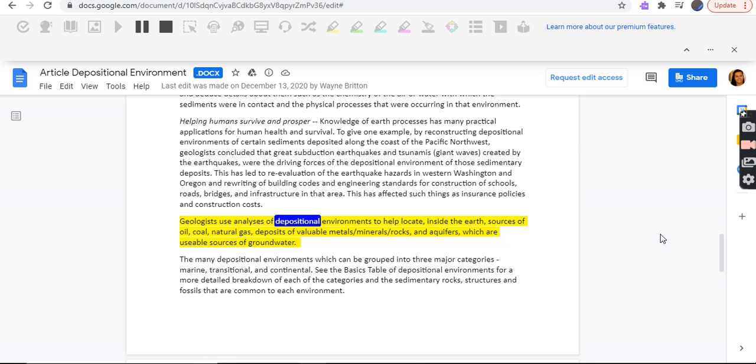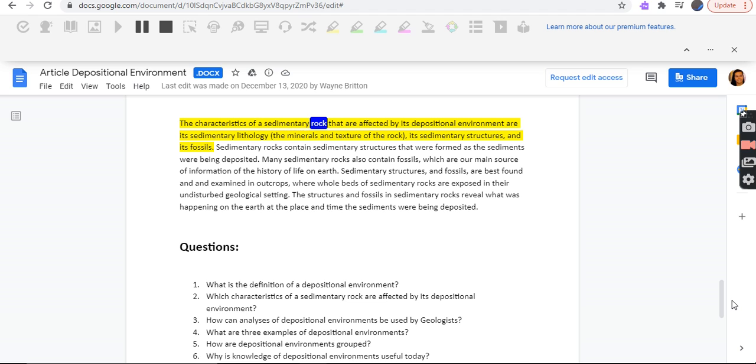Geologists use analyses of depositional environments to help locate, inside the Earth, sources of oil, coal, natural gas, deposits of valuable metals, minerals, rocks, and aquifers, which are usable sources of groundwater. The many depositional environments can be grouped into three major categories: marine, transitional, and continental. See the Basics table of depositional environments for a more detailed breakdown of each of the categories and the sedimentary rocks, structures, and fossils that are common to each environment. The characteristics of a sedimentary rock that are affected by its depositional environment are its sedimentary lithology, the minerals and texture of the rock, its sedimentary structures, and its fossils.